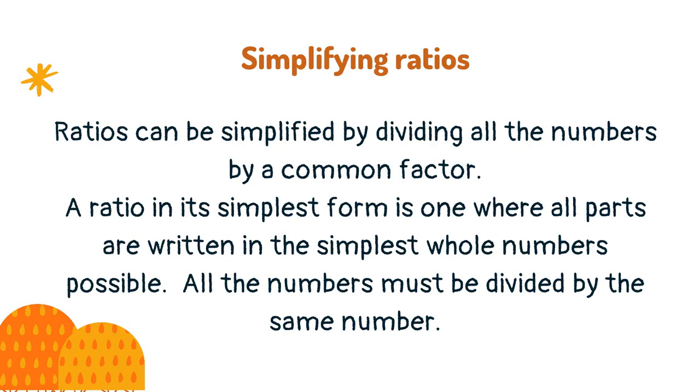Ratios can be simplified by dividing all the numbers by a common factor. A ratio in its simplest form is one where all parts are written in the simplest whole numbers possible. All the numbers must be divided by the same number.